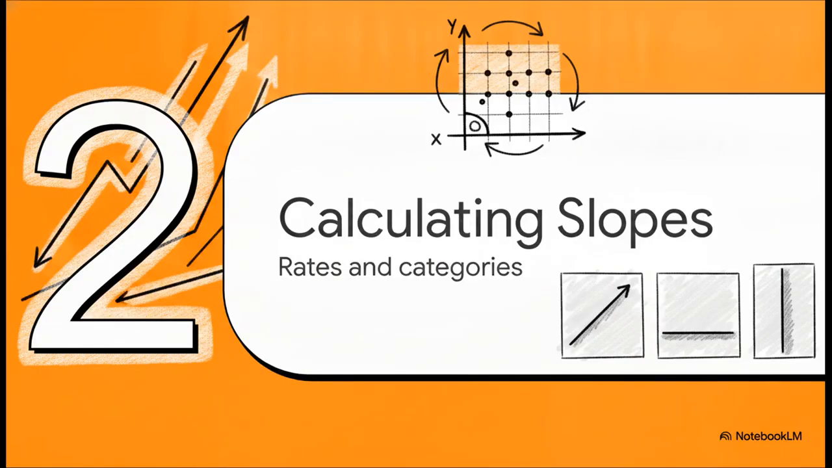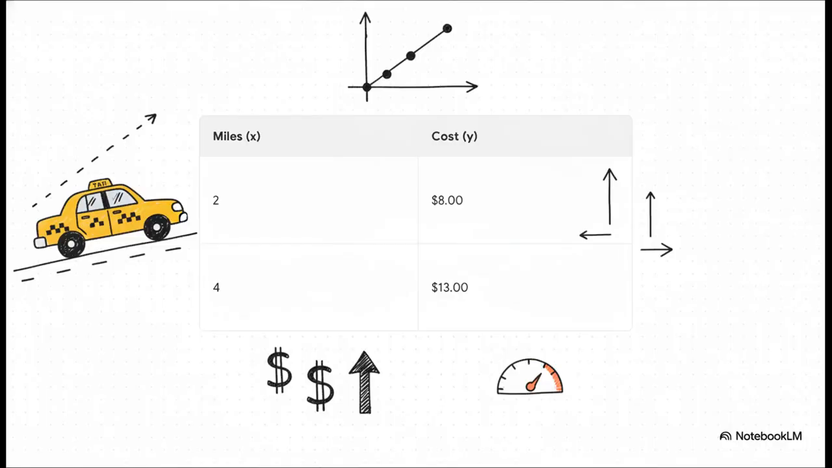Moving on to section 2, calculating and categorizing slopes. So how do we actually calculate this from real data? Let's extract the slope from a standard table of values. Take a look at these two data points from our taxi ride. At 2 miles, the cost is $8. At 4 miles, it's $13.